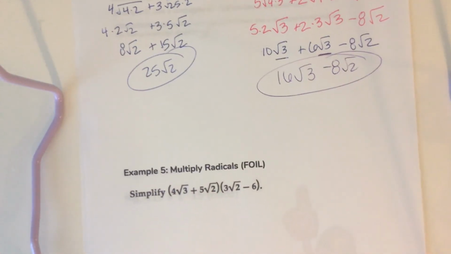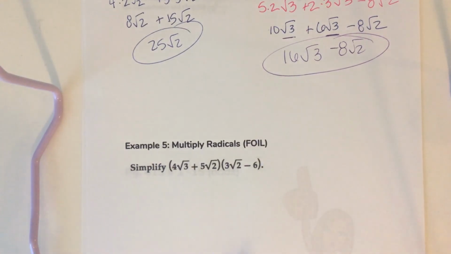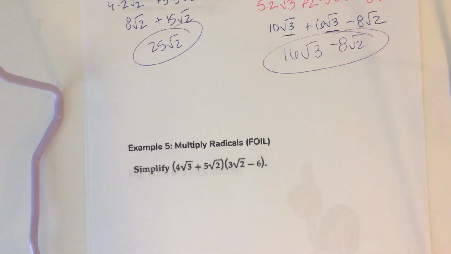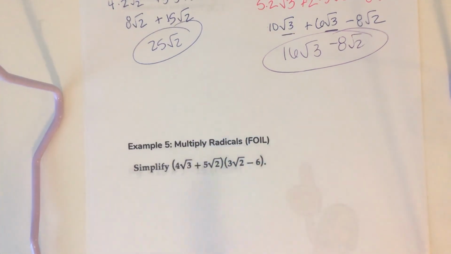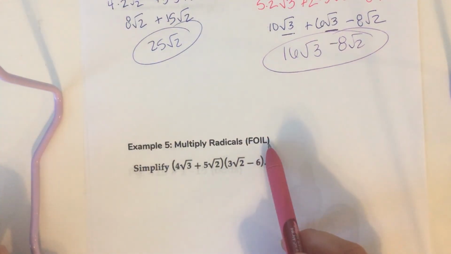We can also multiply radical expressions like this. And just as if this was an x and a y rather than square roots, we would FOIL. We're going to FOIL here. So remember, FOIL's first, outside, inside, last.